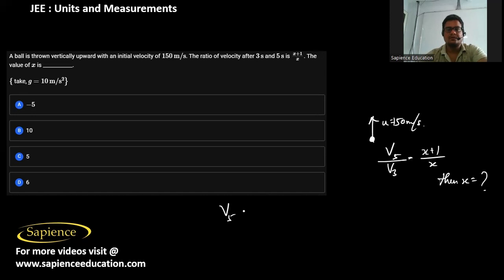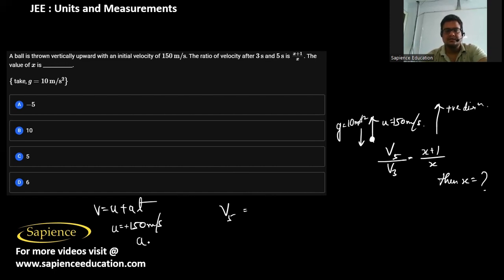So velocity after 5 seconds will be equal to, so g will act, g is told to be taken as 10 meter per second square. g will act vertically downwards. So as you know, v is equal to u plus at. So here u is 150 meter per second. Suppose if we take vertically upwards as the positive direction, then u will be plus 150 meter per second and acceleration will be minus 10 meter per second square.